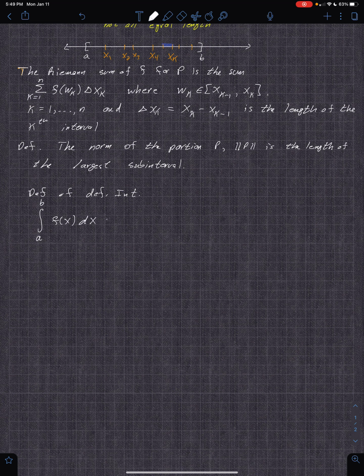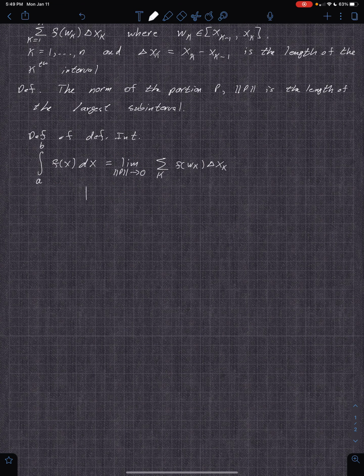So that is equal to the limit as the norm of the partition approaches 0, and then it's the sum over all the k's of f of w sub k delta x sub k. So once you take this limit, you get the exact amount of whatever that is. So if f is positive, hopefully you've seen this before, and if not, it's in the book, and you can go back and review if you need to.